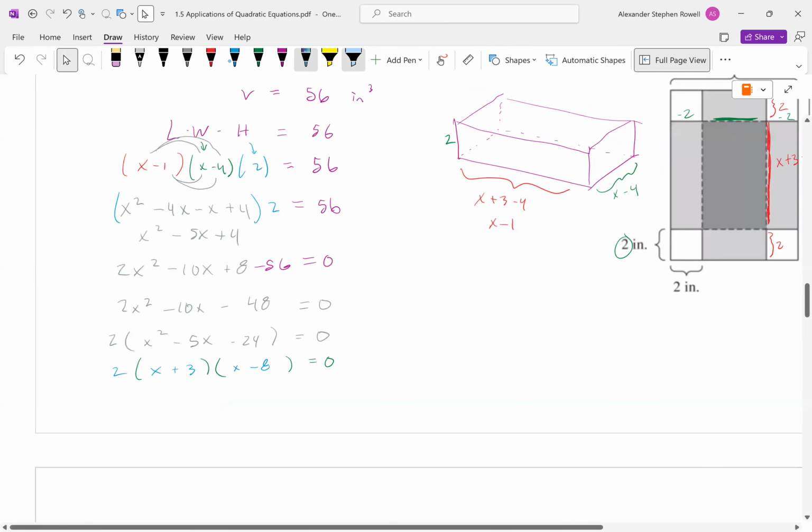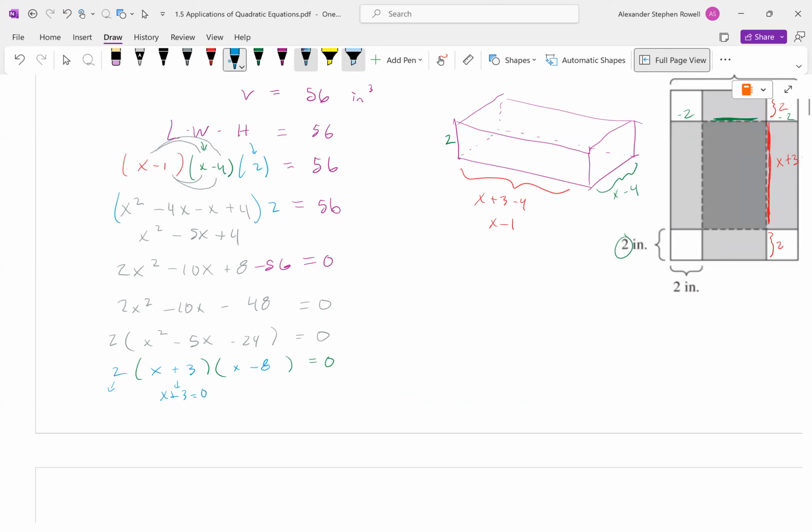So either 2 is 0, we don't need to write it, or x plus 3 is 0, or x minus 8 is 0. So what are my solutions? Negative 3 and 8. Do they both make sense? No. Why not? Yeah, I can't have a negative 3-inch paper.